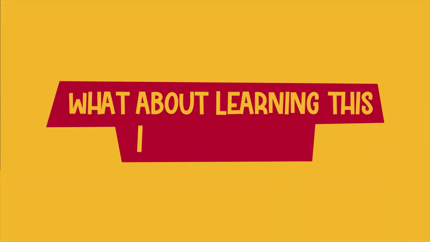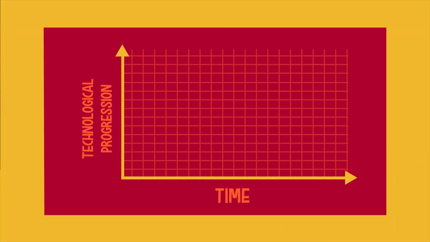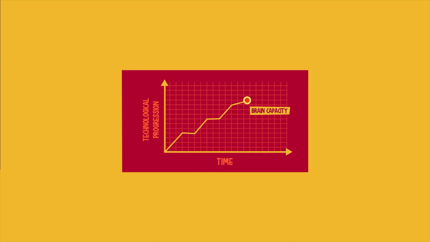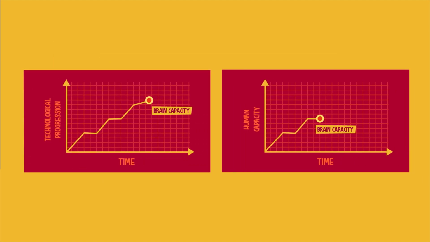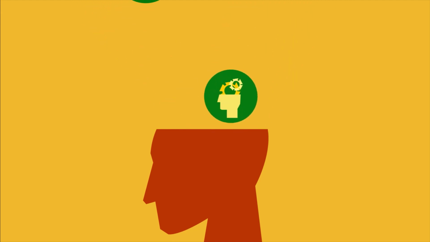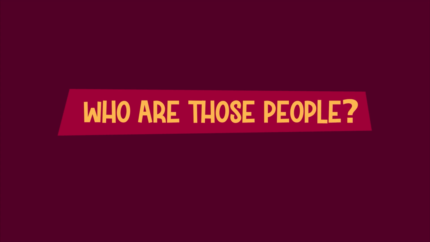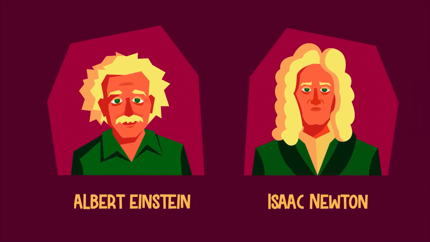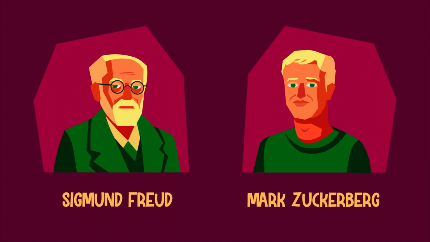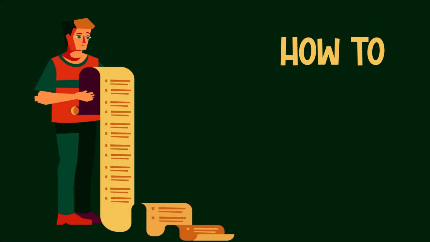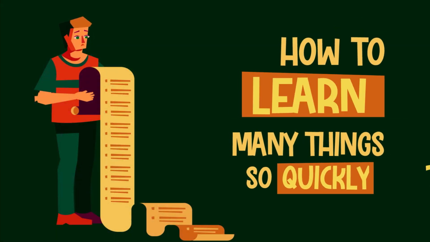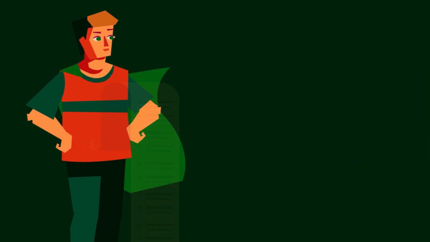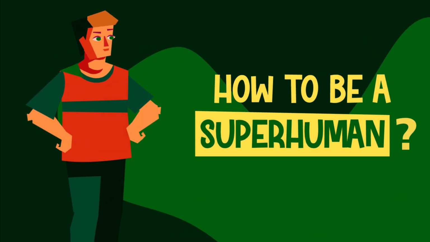But what about learning this information? While technology has progressed monumentally, our own learning capacity has not been that elastic. And the thing is, in today's world, we need to learn more things just to keep up, more things than ever. Oftentimes, we encounter examples of people who are able to do that. The Einsteins, Newtons, Freuds, and Zuckerbergs of the world. But how are they able to learn so many things so quickly? Well, in this video, we will show you how to be superhumans too.